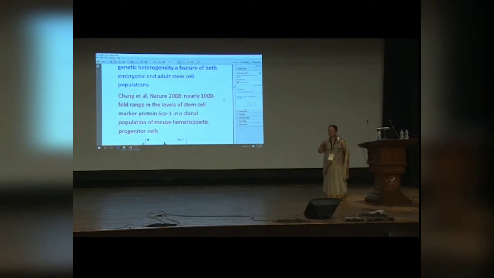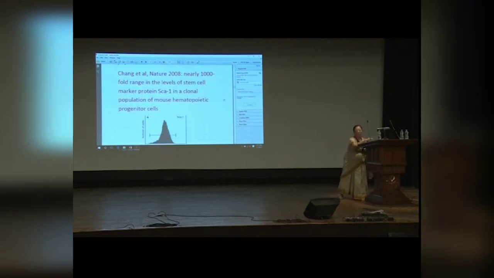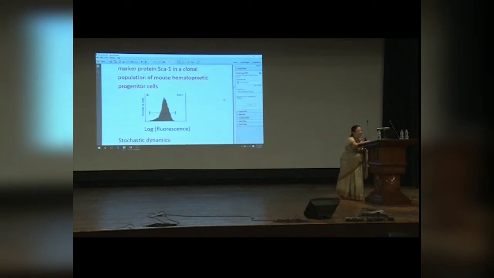Hematopoietic cells are blood cells. So this is differentiation of blood cell into white blood cell and red blood cell. This is the experimental graph, number of cells, and log fluorescence is log protein concentration. And they showed a 1,000-fold range in the level of the protein Sca1.